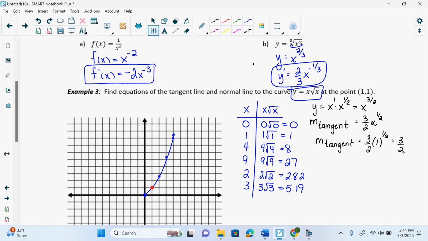How do I get the equation of the tangent? What did we fill it into?